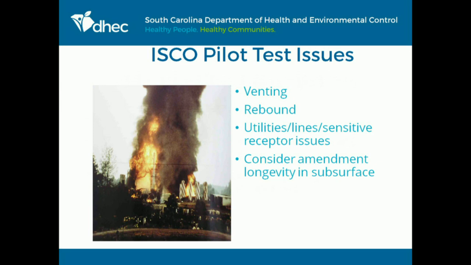You can also have preferential flow. This works for any type of injectate. If your underground lines have higher permeability, it can all go there and not go where you want it to go. And the amendment longevity in the subsurface is a question for ISCO. We have general ideas about how things last, but it's going to be a site-specific determination.